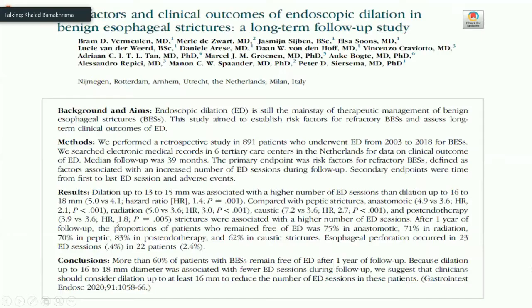This is another study that came out this year, comparing 13 to 15 versus 16 to 18. From this, dilatation up to a diameter of 16 to 18 was associated with fewer endoscopic dilatation sessions during follow-up. So they suggest going to 16 to 18 in the refractory cases.